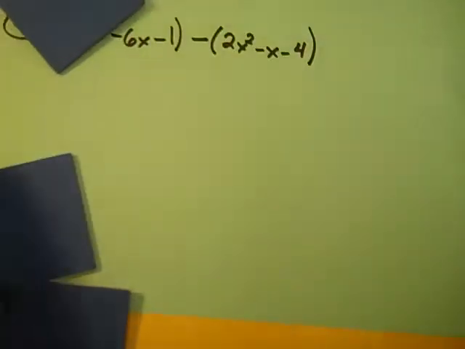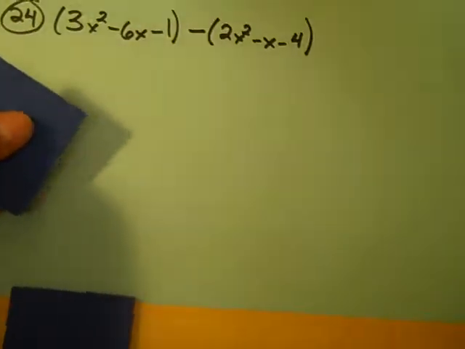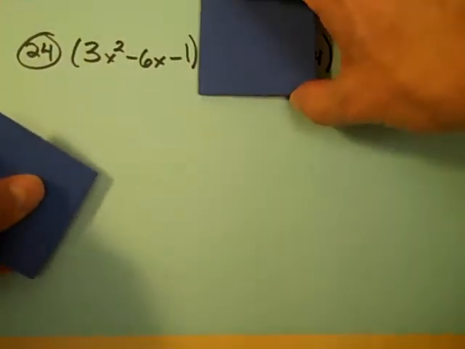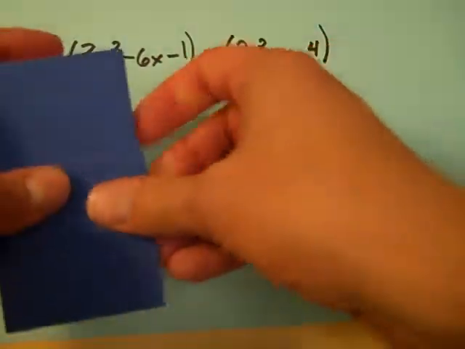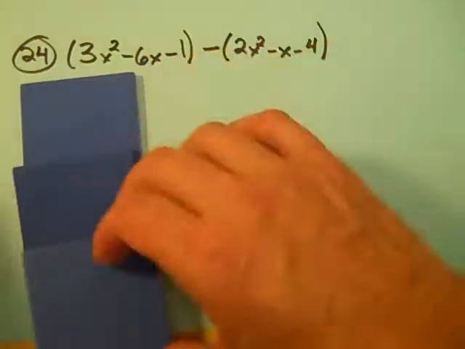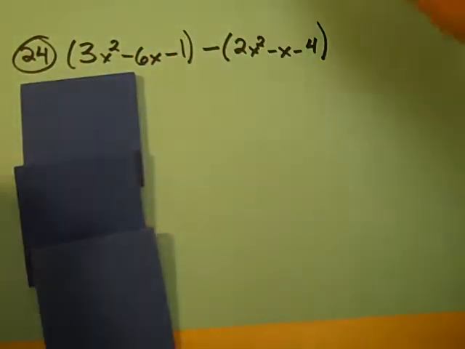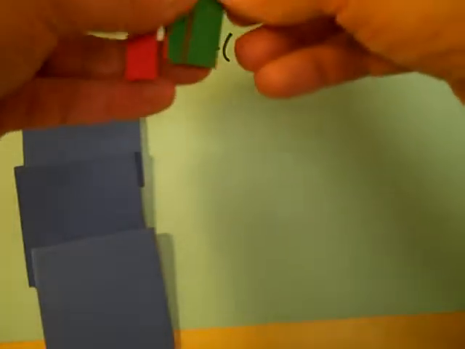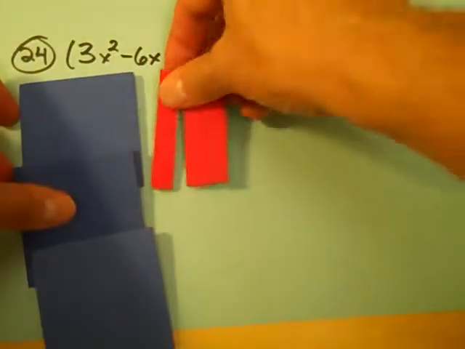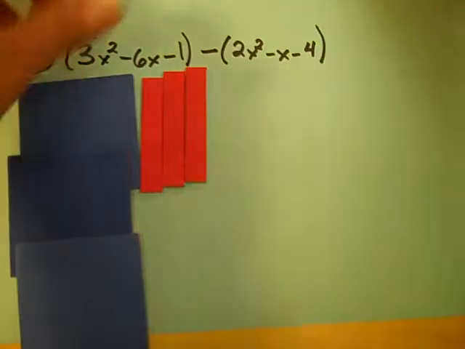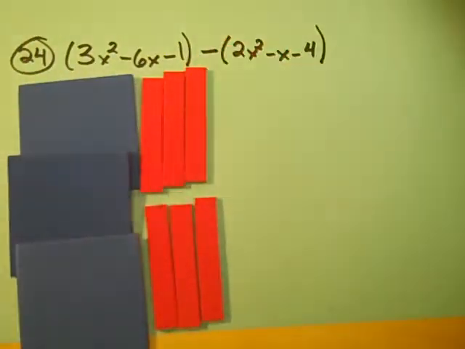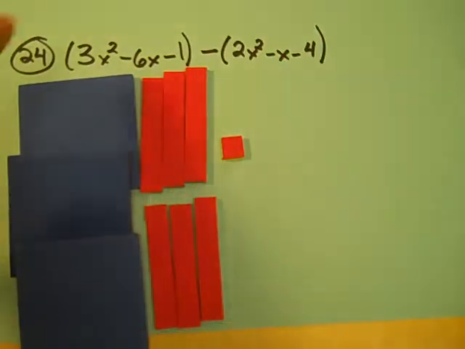Okay, we've got one more to do, and we've got tiles all over the place. Let's tackle this one here. I've got a 3x squared, which I'm going to model with my big blue squares, minus 6x. I've got to have some rectangles here, minus 6x, minus 1. Good. 3x squared minus 6x minus 1.